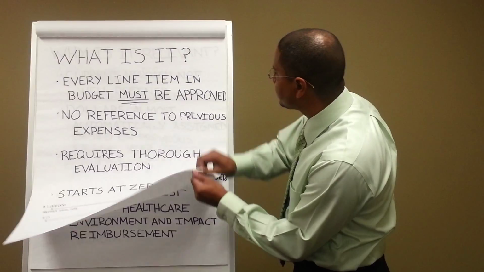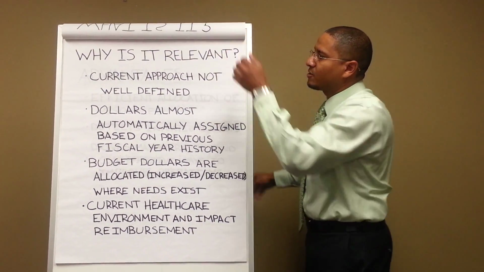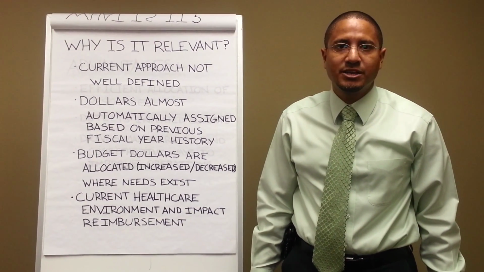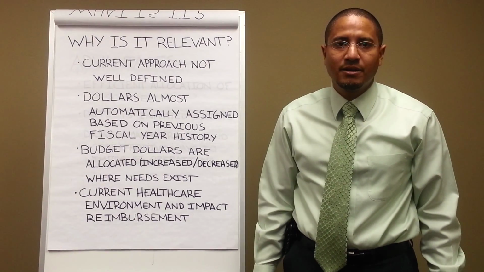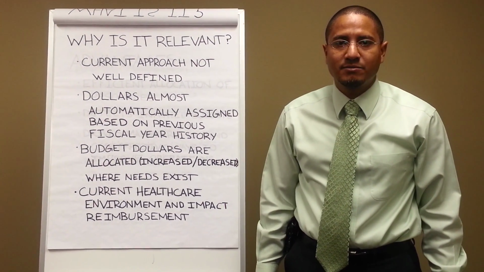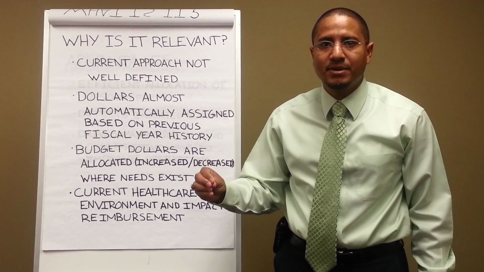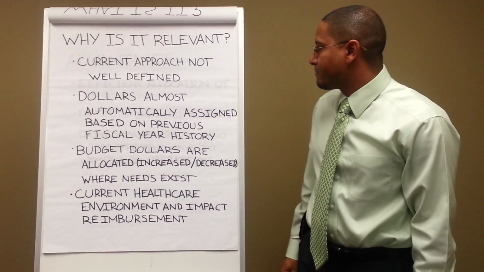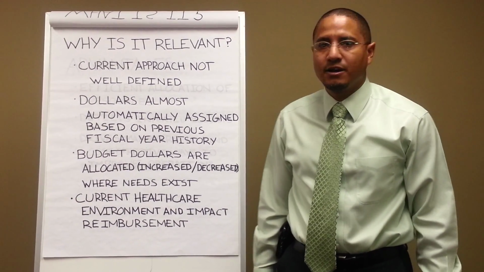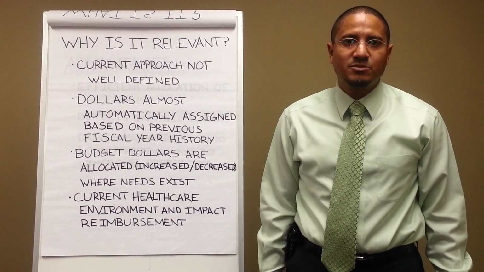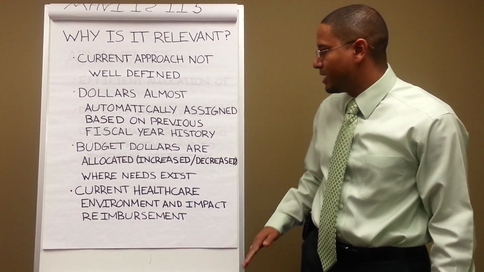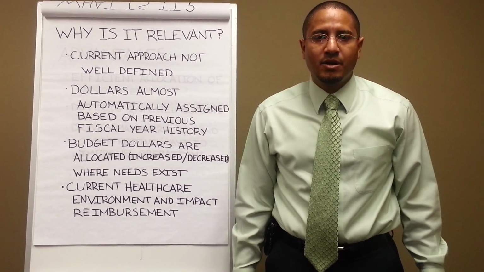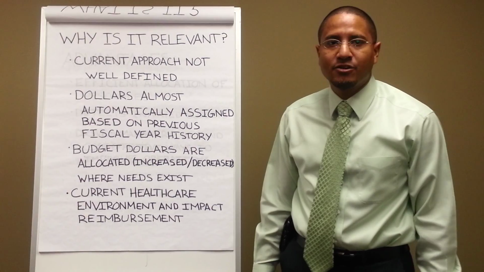Moving along, why is it relevant? The current approach is not well defined. In other words, when you look at the current budget, you don't examine every line item to determine what is built into each of those line items. With a zero-based budget, since you're doing a thorough examination, you're looking at what's built into each individual cost. The dollars in a traditional budget are almost automatically assigned based on previous fiscal year history, whereas with a zero-based budget, you're starting at zero, the beginning point. Then the budgeted dollars are allocated and increased or decreased so that you can make sure you get an accurate number in your budget.